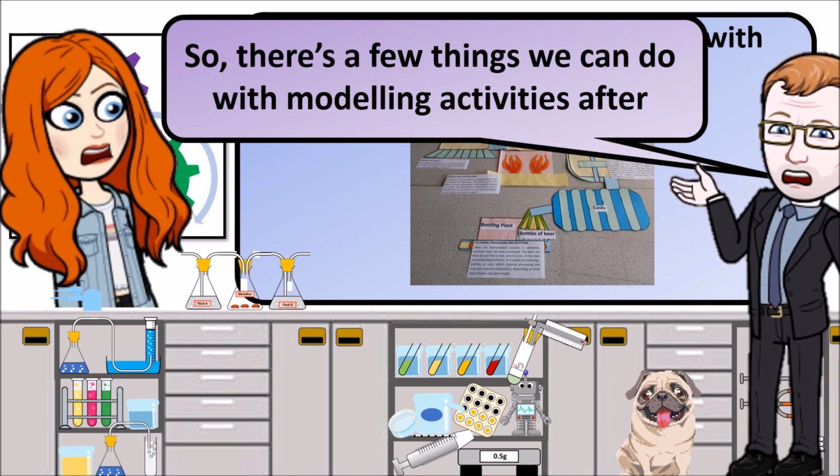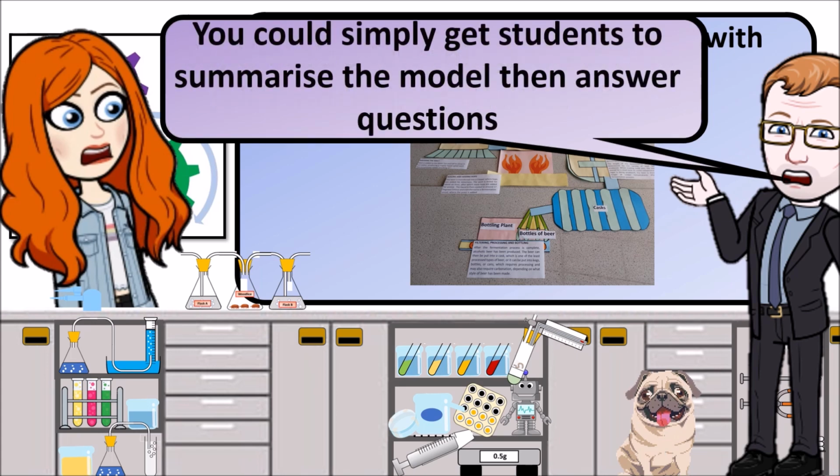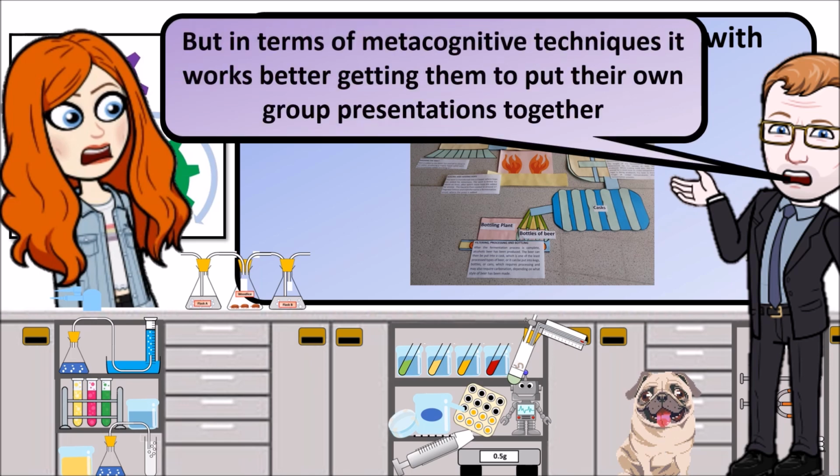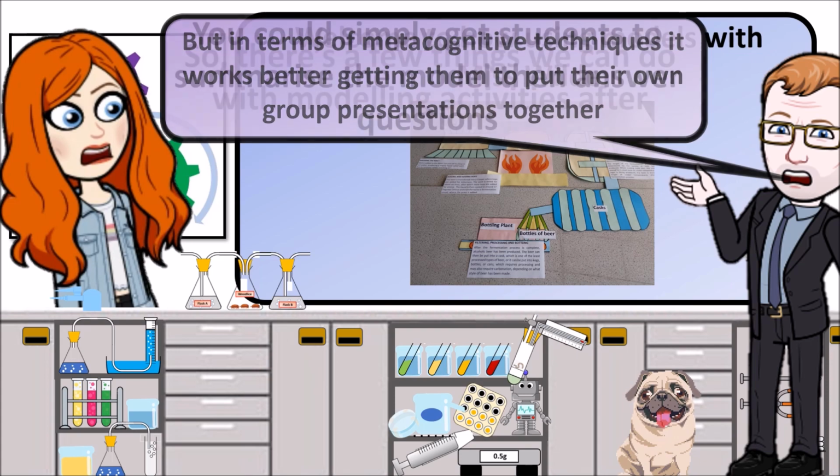So, there's a few things that we can do after these modelling activities. You could simply get students to go and summarise the model that they've looked at or answer questions. But in terms of metacognitive thinking, one of the better ways that we've found that works is to get them putting short presentations on the particular model together in pairs or groups.